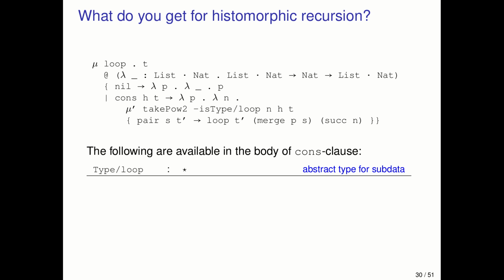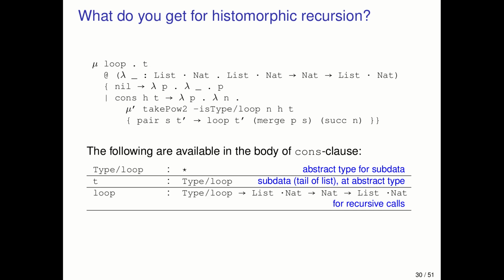Then you get, here I did a little shadowing. So this T in here is subdata, it's the tail of the list, and it has this abstract type. You see, the pattern matching recursion presents you the subdata at the abstract type, not at the original data type. You have this function to make recursive calls. If you're given something of that abstract type, and then the other arguments you need for your recursive call, then you can make a recursive call. And finally, we talked about this evidence that types are list-like. We need evidence that this abstract type is list-like.